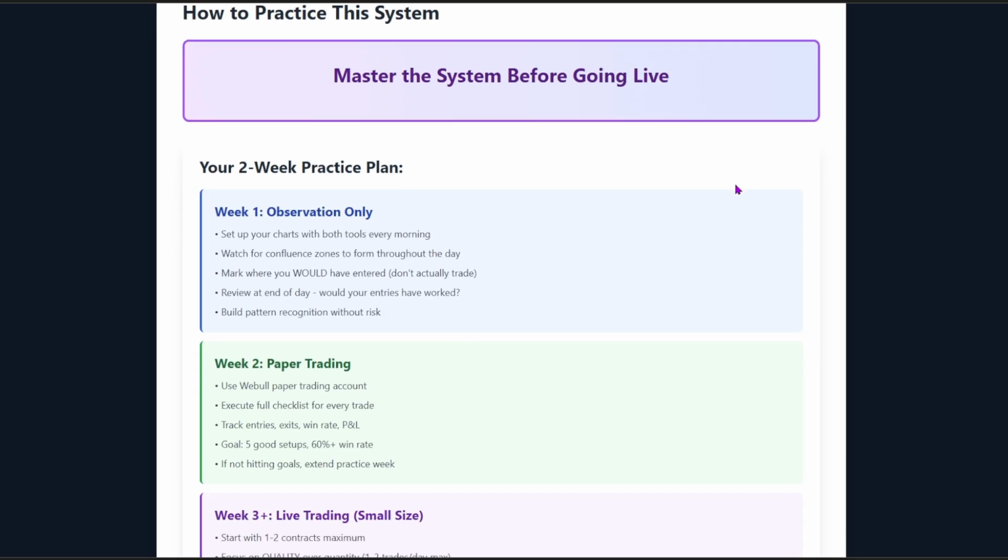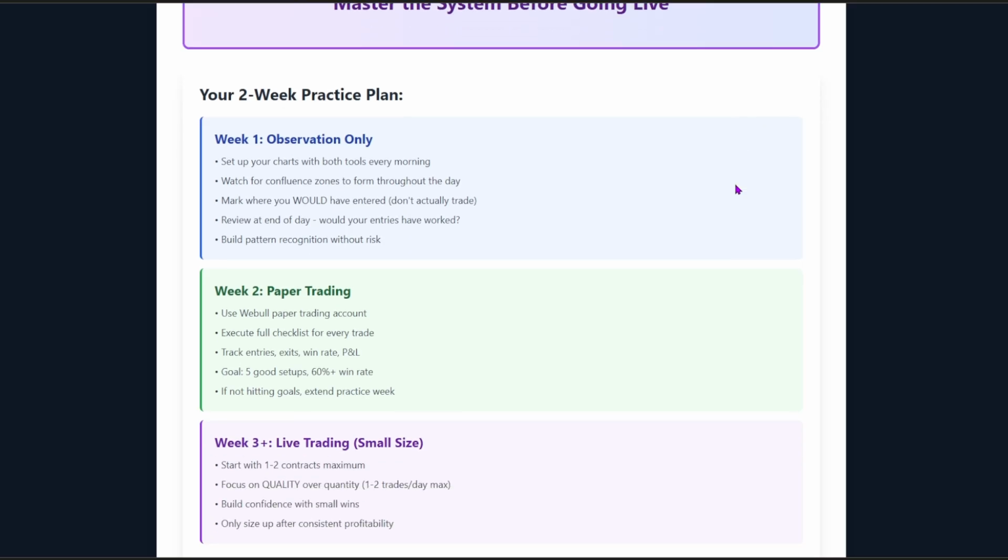Guys, your 2-week practice plan, week 1, observation only. Set your charts with both tools every morning. Understand how we trade. Take the time to listen. I know it's kind of boring to just sit here and hear us take these trades while you sit on the sidelines, but to look at the market and find out why we're taking these trades is very key to your growth.